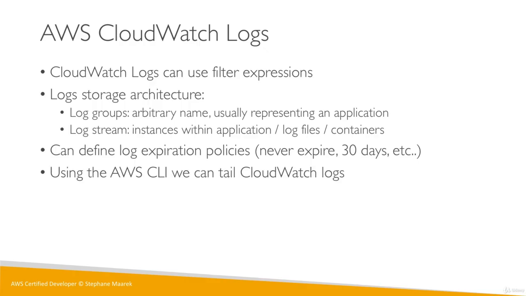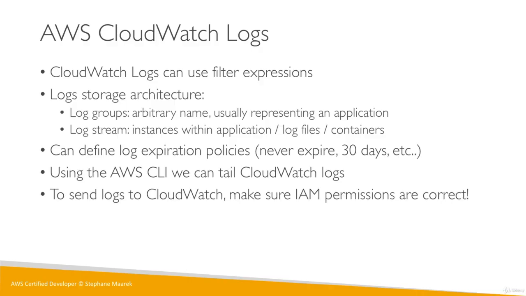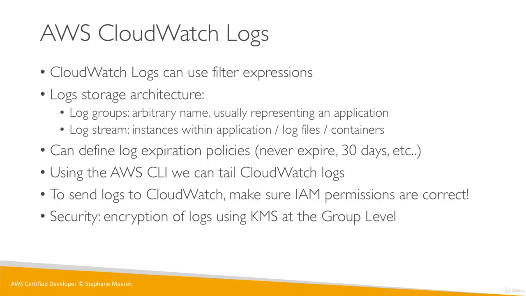And you can use the AWS CLI so we can tail the CloudWatch log. So as the logs are displayed in CloudWatch, you can have them in your command line interface if you wanted to. And then things that are really good to know for CloudWatch. If you want to send logs to CloudWatch, you need to make sure that your IAM permissions are correct. It is, I think, quite a common question at the exam. And for security purposes, all the logs can be encrypted using KMS at rest at the group level. So you would define a log group and say that log group is encrypted with KMS.